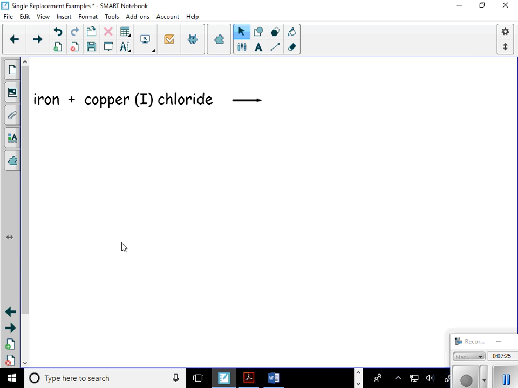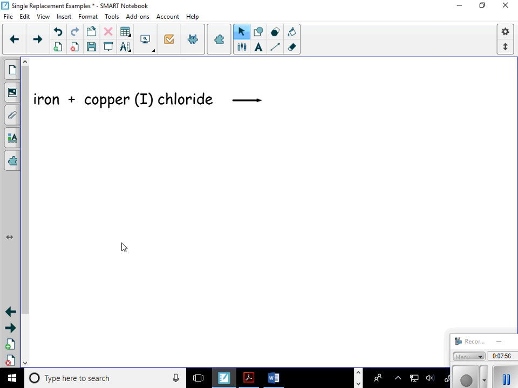Iron plus copper 1 chloride. I go through my checks. Metal and an aqueous salt, could be. Active metal and water, no. Metal and acid, no. A halogen, no. Metal oxide and hydrogen, no. So this is single replacement number 1 also.